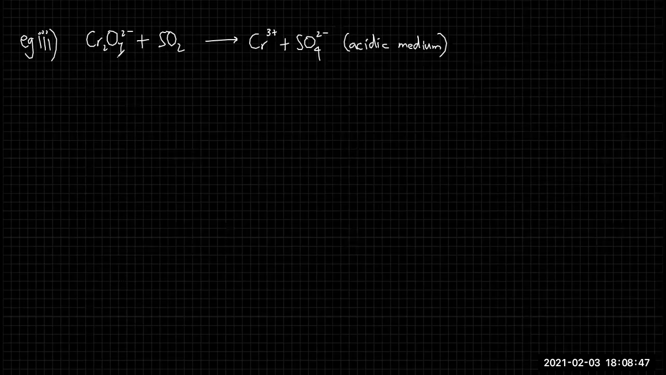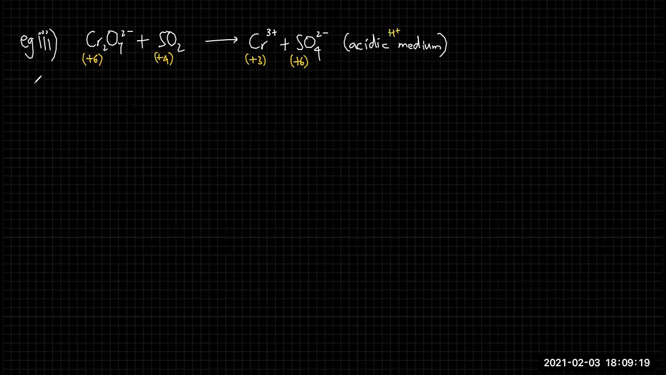Right, third example, dichromate reacting with sulfur dioxide forming Cr3 plus and sulfate ions. First of all, you have to consider the oxidation states and identify the species which is undergoing oxidation and the species which is undergoing reduction. So chromium from +6 has gone to +3. It is undergoing reduction, whereas sulfur from +4 has gone to +6. It's undergoing oxidation. And medium is acidic, therefore we have to use H plus ions to balance it.